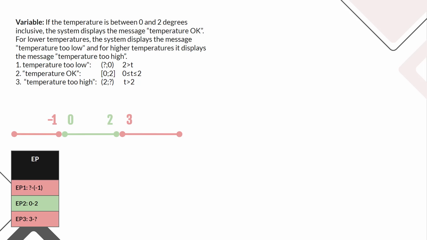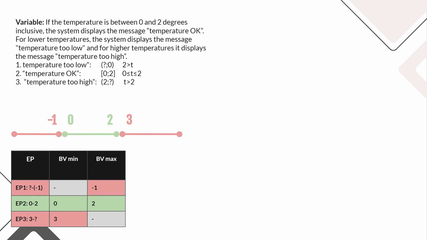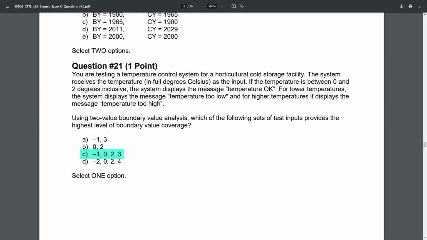The next step is to highlight the boundary values. Again, nothing special. We have 4 boundary values, -1, 0, 2, and 3. This time, we will not separate adjacent values. After all, with a 2-value analysis and such a simple question description, they will repeat the already defined boundary values. The correct option is answer option C.